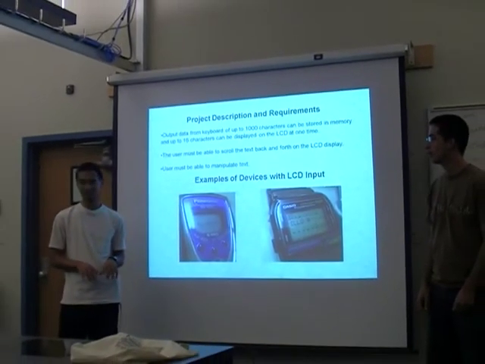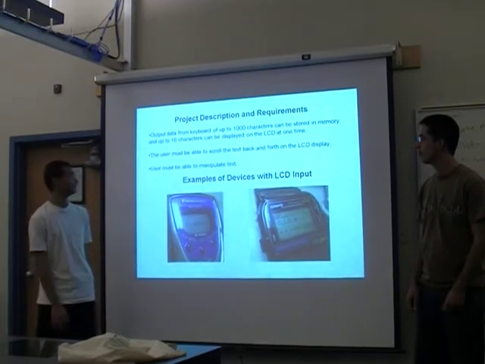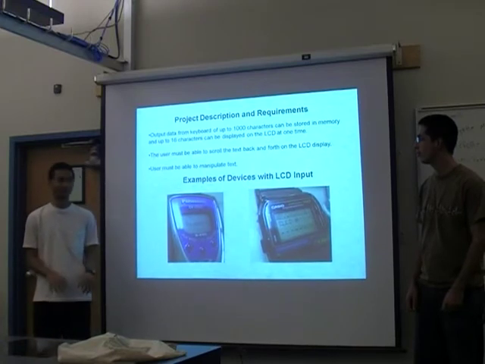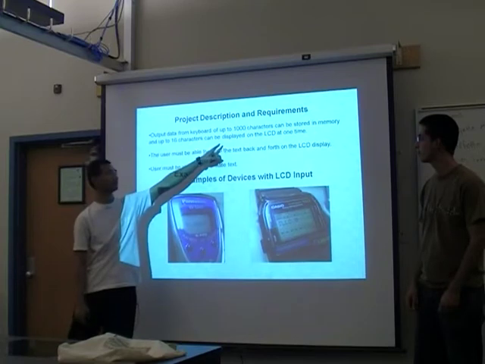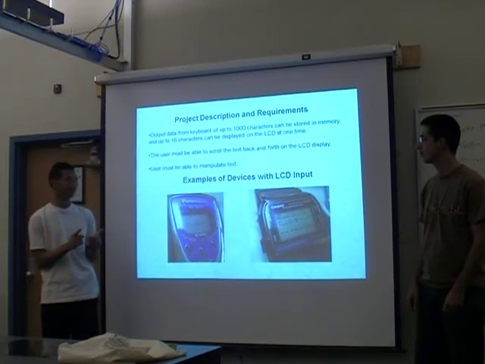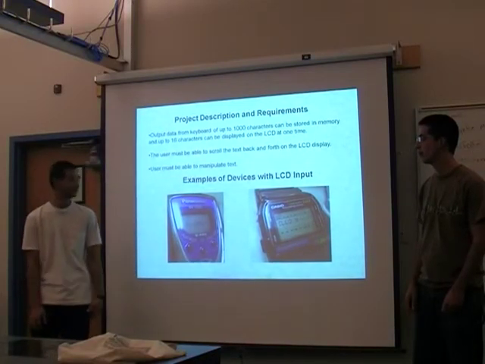User inputs data from a keyboard and it just comes out on the Nexus LCD. You must be able to manipulate text from the keyboard, just type it in. It's a 1,000 character array that we're using, but the LCD is like 140 characters, so the user has to be able to scroll back and forth to see what is typed.